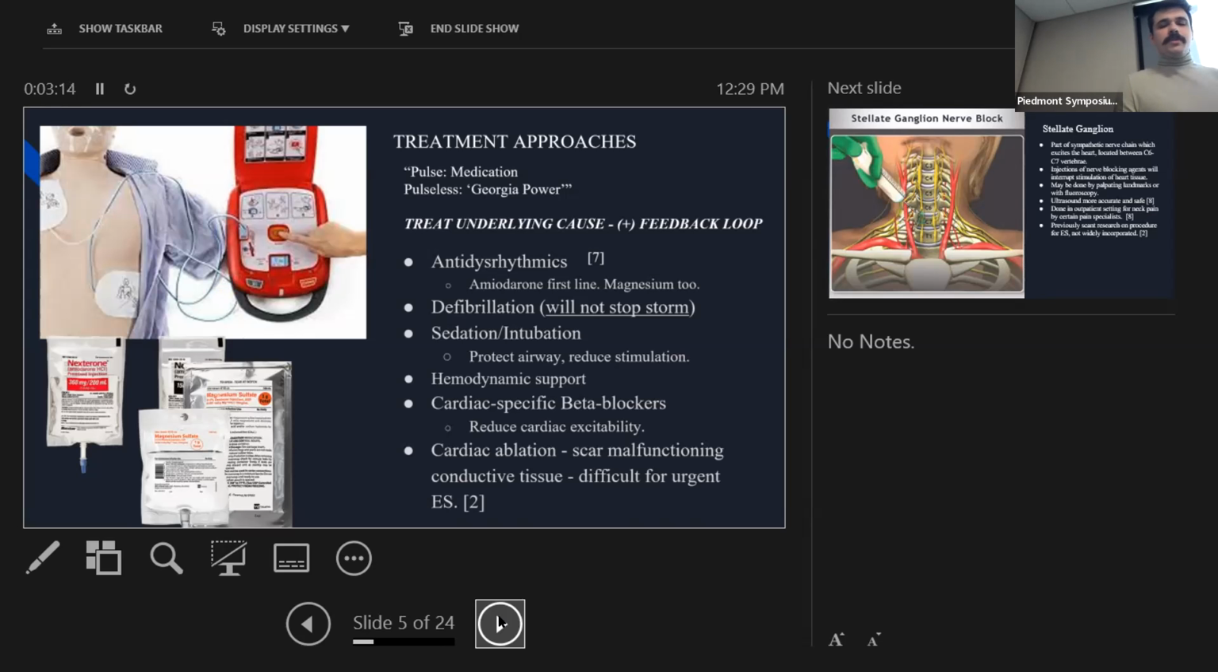So antiarrhythmic drugs, defibrillation, as I mentioned, sedation to reduce that agitation, intubation if we have to protect that airway, hemodynamic support, cardiac specific beta blockers like esmolol to reduce that cardiac excitability. But a lot of these patients will ultimately require a cardiac ablation, which is a procedure that's done in a cath lab, a sort of operating theater where a catheter is peripherally inserted, brought to the heart chambers and tries to destroy that tissue that's conducting incorrectly to try and reverse this problem for good.